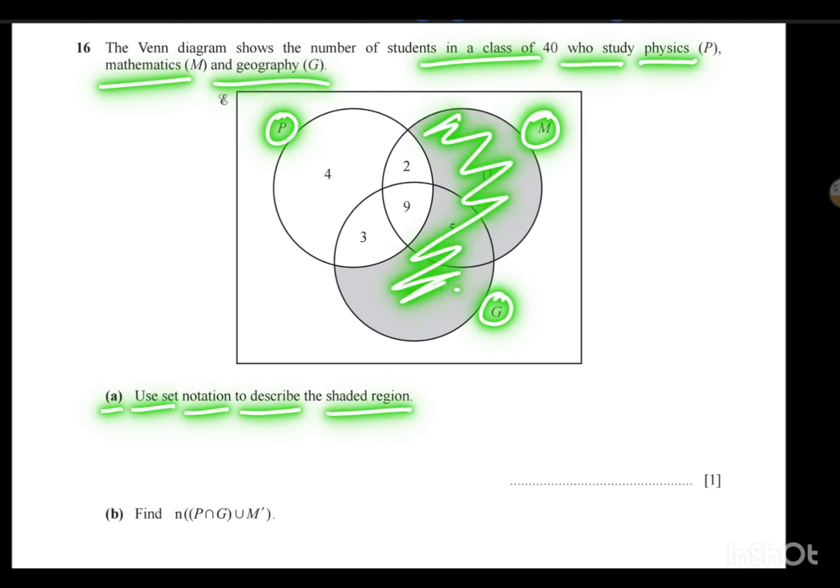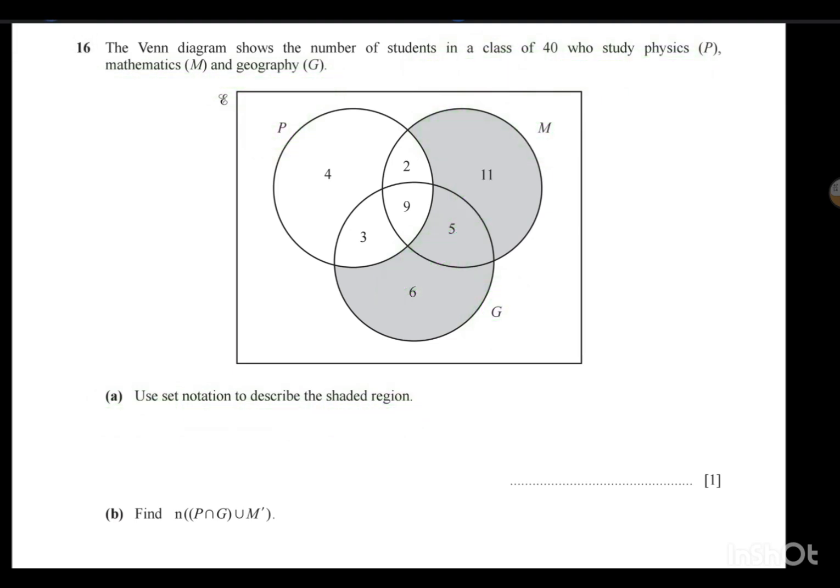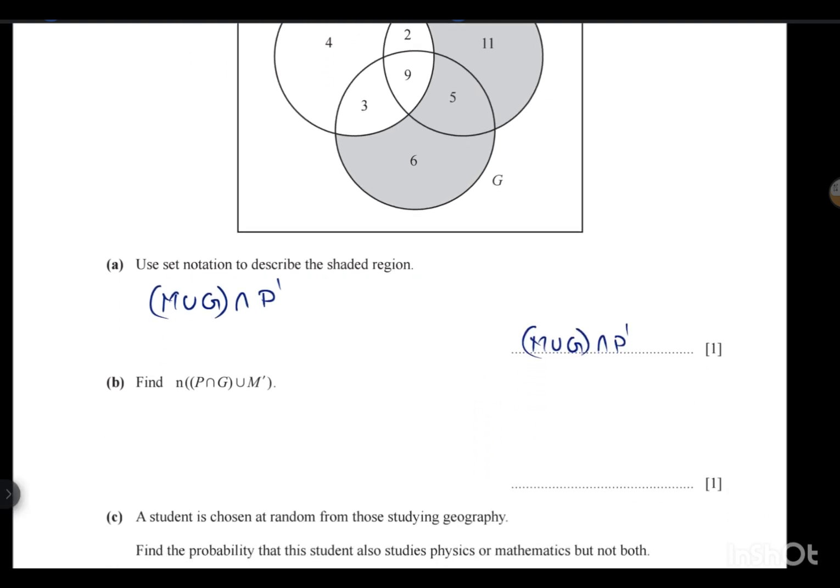When you see this shaded region, P is not included in it, and M and G are both together. So it will be M union G intersection P complement, because the area which excludes P and which is M union G should intersect. It should be common between those two. So this will be the answer. So M union G intersection P complement.